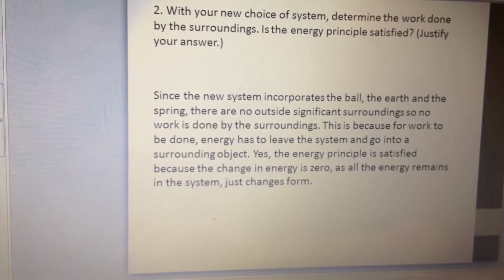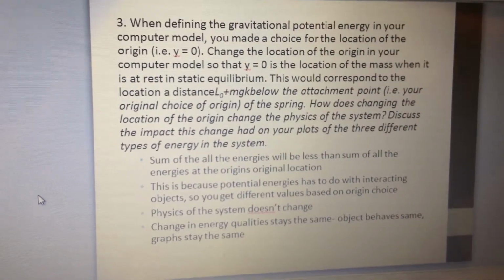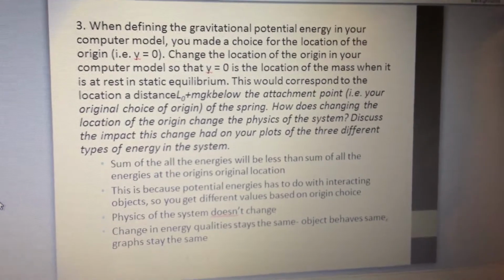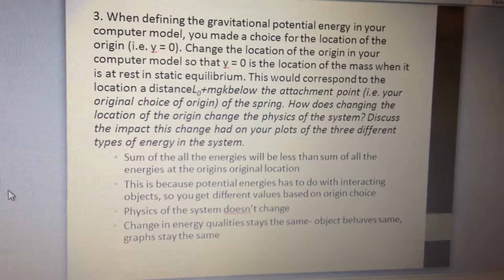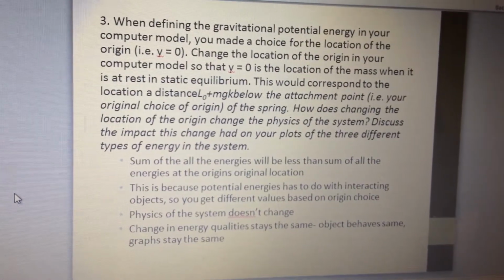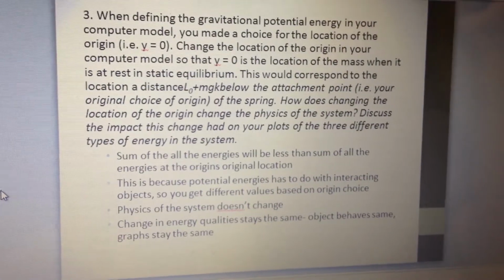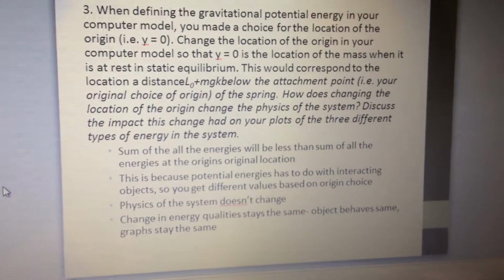So finally, we're going to look at the last question here, which is asking us about the gravitational potential energy in our model if we change the location of the origin from 0 to the distance L plus mg over k below the attachment point. So how does this change the physics of the system? And discuss what effect this had on my plots.